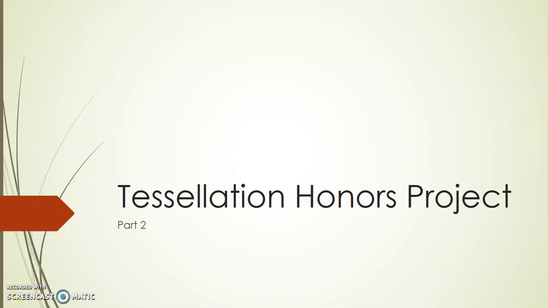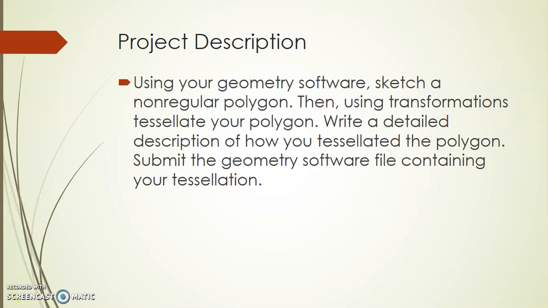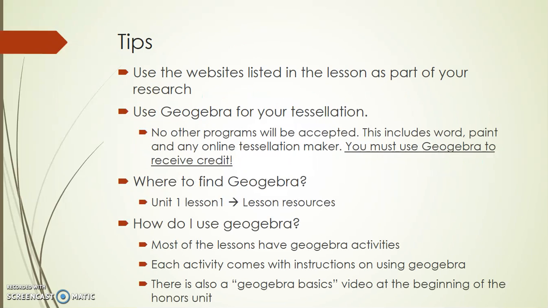This is Tessellation's Honors Project Part 2. For this project, you're going to use your geometry software and sketch a non-regular polygon tessellation, using the transformations to tessellate your polygon. Write a detailed description of how you tessellated the polygon. Submit the geometry software file containing your tessellation. This makes it easier for your teacher to grade.